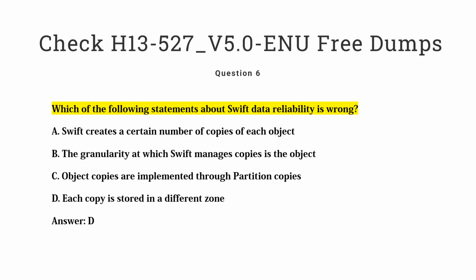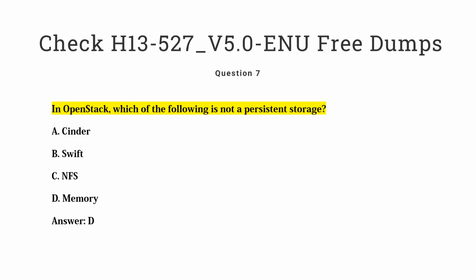6. Which of the following statements about Swift data reliability is wrong? A. Swift creates a certain number of copies of each object. B. The granularity at which Swift manages copies is the object. C. Object copies are implemented through partition copies. D. Each copy is stored in a different zone. Answer: D. 7. In OpenStack, which of the following is not a persistent storage? A. Cinder. B. Swift. C. NFS. D. Memory. Answer: D.